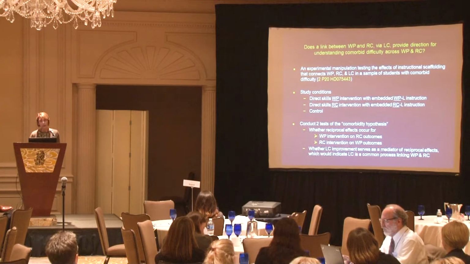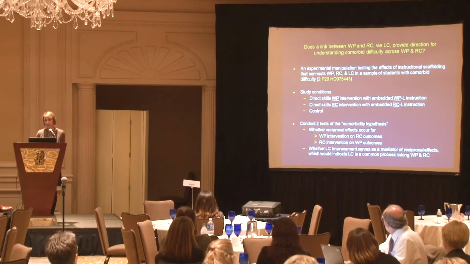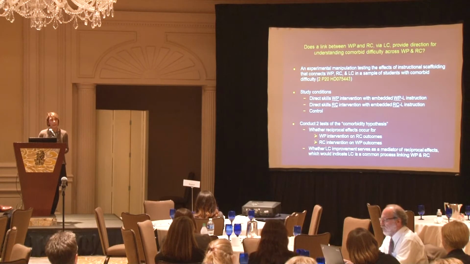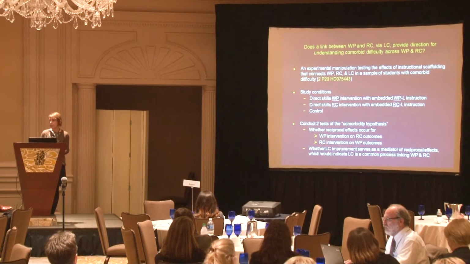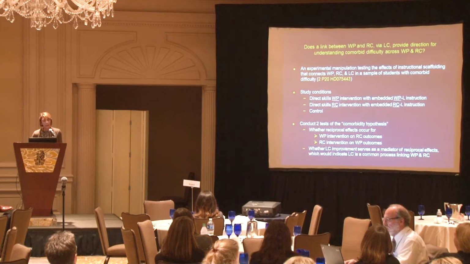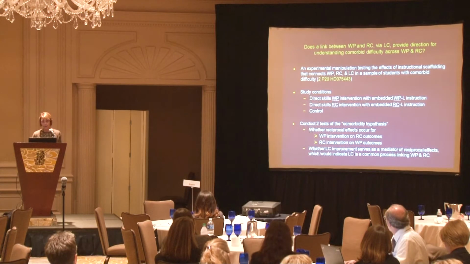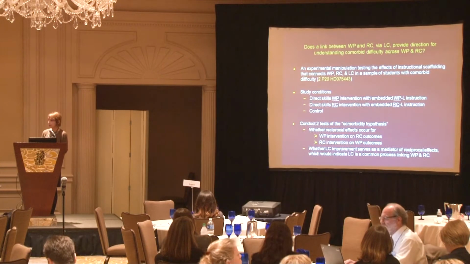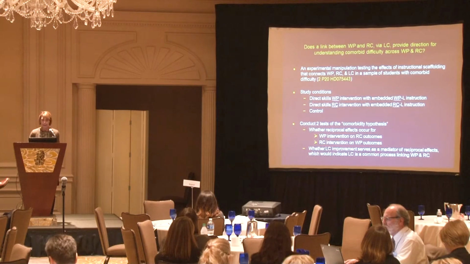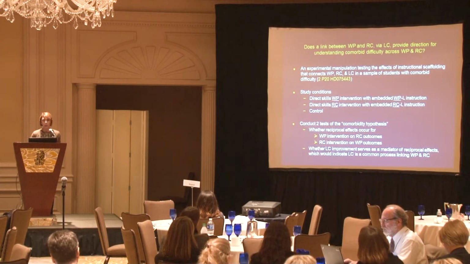Here we have 3 study conditions: a direct skills word problem intervention with embedded word problem language instruction, a direct skills reading comprehension intervention with embedded reading comprehension language instruction, and a control group. And we're conducting 2 tests of what we call the comorbidity hypothesis. The first concerns whether reciprocal effects occur for word problem intervention on reading comprehension outcomes, speaking to the question that was asked just a few minutes ago, and whether reading comprehension intervention provides reciprocal effects on word problem outcomes. And then the second part of the comorbidity hypothesis test is whether language comprehension improvement serves as a mediator of those reciprocal effects, which would indicate that language comprehension is a common process linking word problems and reading comprehension.